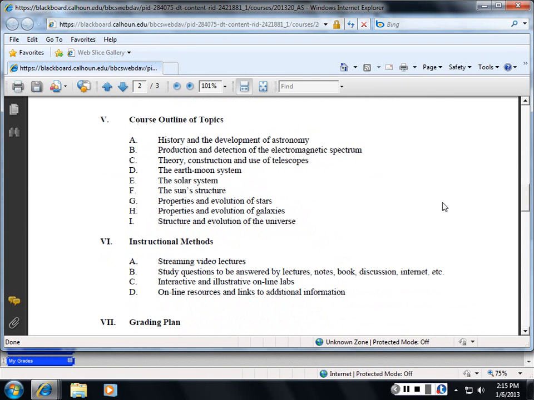Outline of topics: history and development of astronomy. We'll study the production and detection of the electromagnetic spectrum, which is the study of light. Actually, pretty much everything we learn in astronomy is from the study of light, because most of the places that we're going to talk about, most of the objects we're going to talk about, are just too far away for us to even go there.